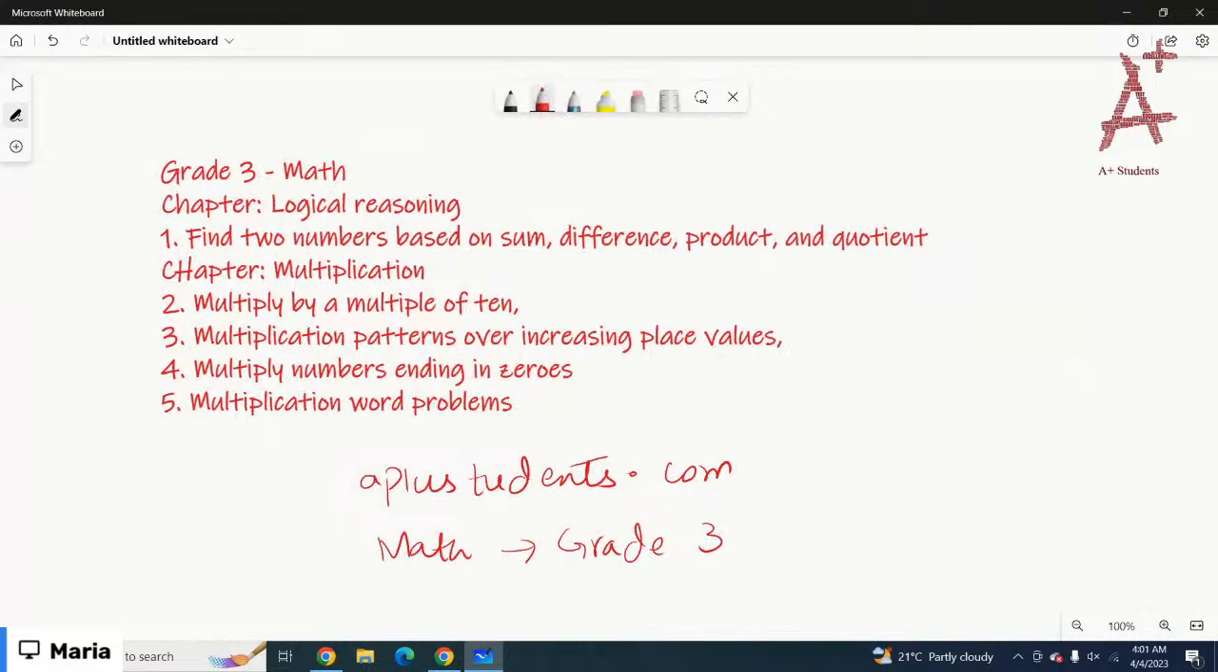So there you can find a list of the chapters. We're going to start with the chapter logical reasoning. The lessons we're going to cover are find two numbers based on sums, difference, product and quotient. Then we'll start the chapter multiplication and the lesson is multiply by a number of multiple of 10. Multiplication patterns over increasing place values. Multiply numbers ending in zeros and multiplication word problems. So let's just start with the first lesson that is from the chapter logical reasoning. Got it?